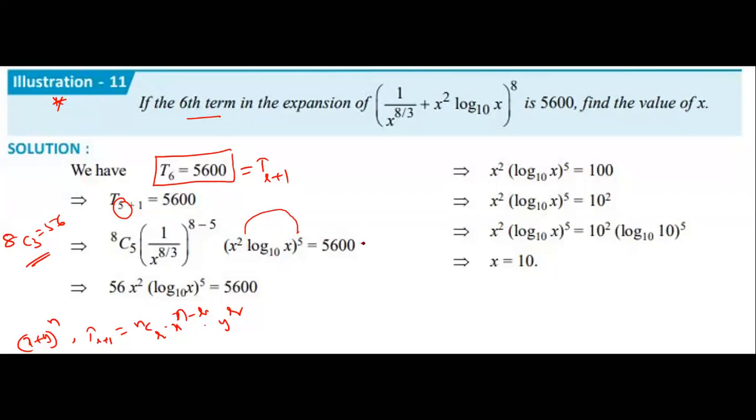If anybody need, I will write one more step. 56 into x power minus 8 into x power 10 into (log x) whole 10 to the whole power 5. That is the meaning. So simplify, these are the steps. Log 10 to the base 10 is how much? 1. So into 1 they are writing. In the place of 1 they are writing (log 10 to the base 10) whole power 5. Comparing these two terms. Only comparison possible. x is equal to 10.